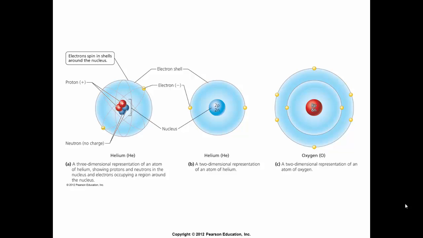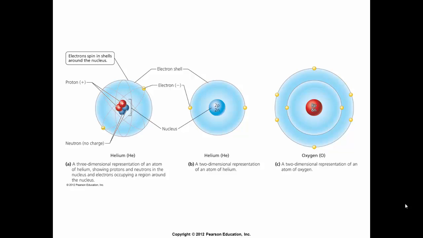If you notice under A, you have an atom of helium with your protons and your neutrons. Protons have a positive charge, neutrons a neutral or no charge, located within the nucleus. And in the outer shell, it shows 2 electrons with a negative charge.